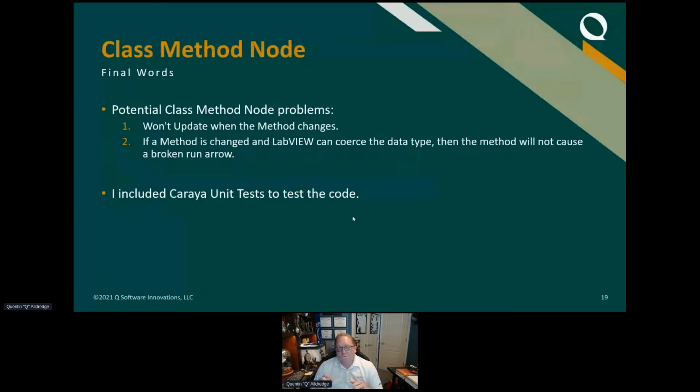So where does that end up being a problem? Well, if you change the whole data type and it breaks, it's going to say that the run arrow is broken, and that there's a problem with that XNode. So all you have to do is go in there, tell it to change to a different method, tell it to change back, it will rescript, and then it will be fine.